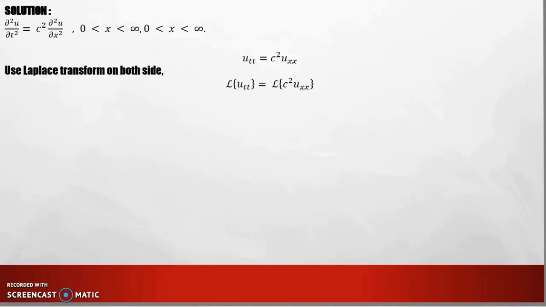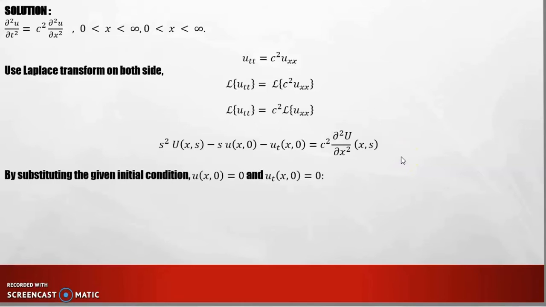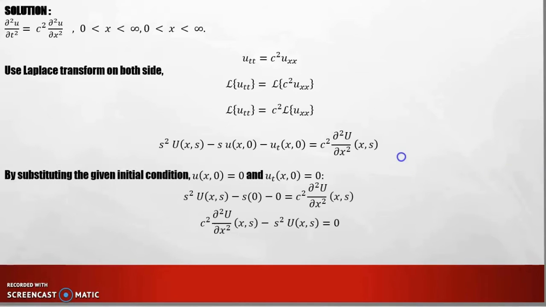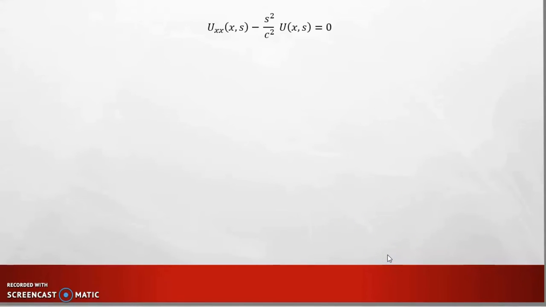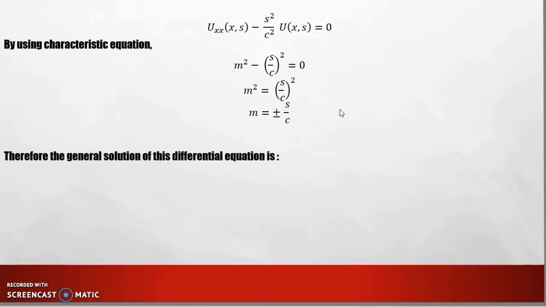Then, this equation is equivalent to, by substituting the initial condition into the equation, we will only get this equation at the end. As you can see, this is a second-order differential equation. We found out that this equation involves two different roots. Thus, it forms this kind of equation or general solution.